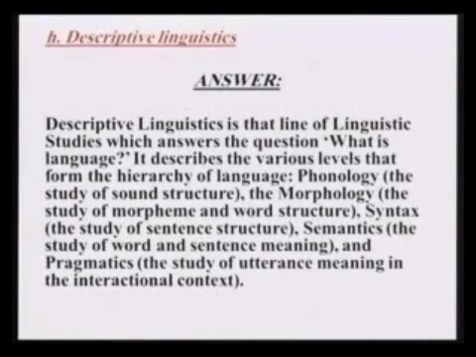It describes the various levels that form the hierarchy of language. Hierarchy هنا هو التسلسل الهرمي للغة. Phonology, the study of sound. Morphology, the study of morphemes and words. Syntax, the study of sentence structure. Semantics, the study of word and sentence meaning. And pragmatics, the study of utterance meaning in the interactional context. لازم يبقى مضمون تفاعلي، سياق تفاعلي.